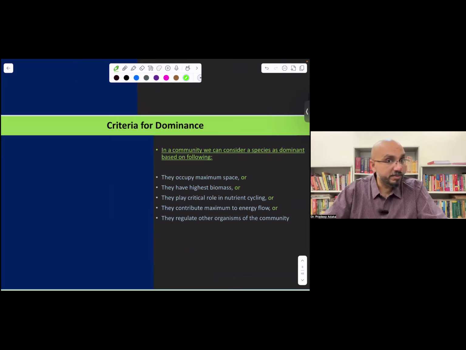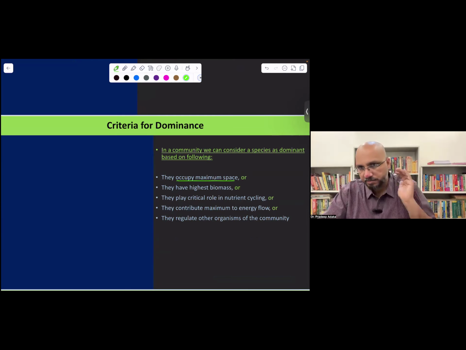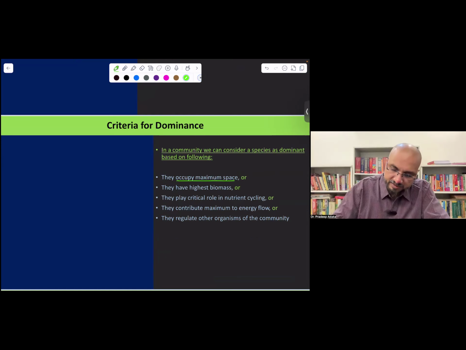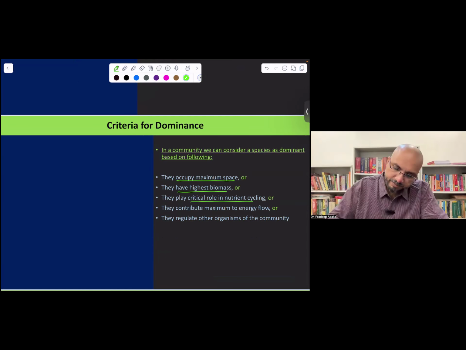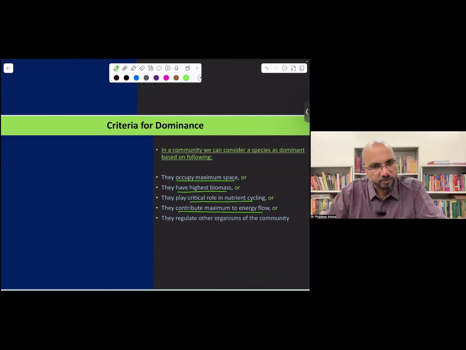Now, what is the criteria for dominance? Either they occupy maximum space, or they are present in large numbers, or they have the highest biomass, or they play a critical role in nutrient cycling, or they contribute maximum to the energy flow, or they regulate or control the other organisms in the community. If a species is doing any of these, it can be a dominant species in a community.